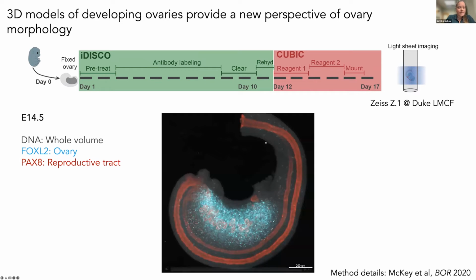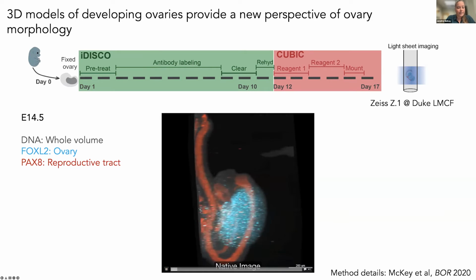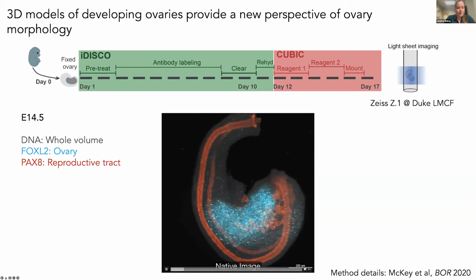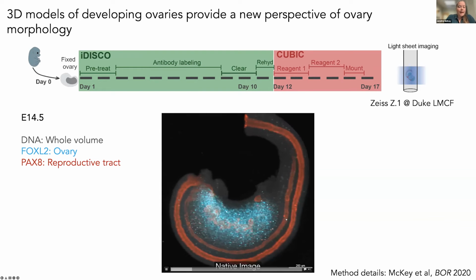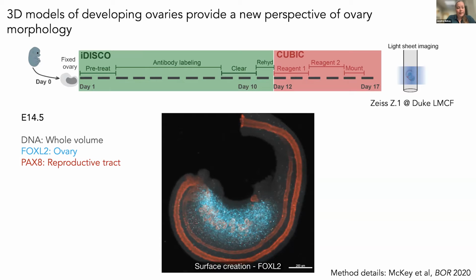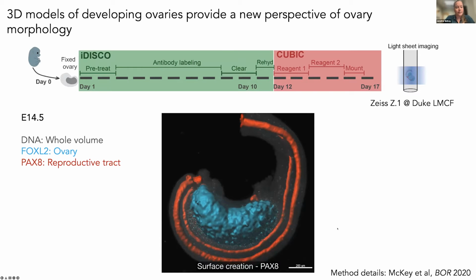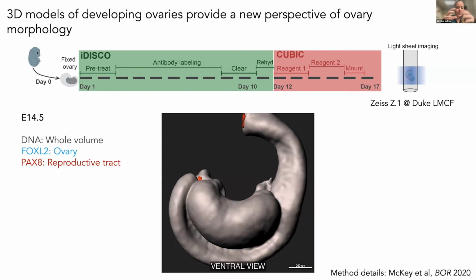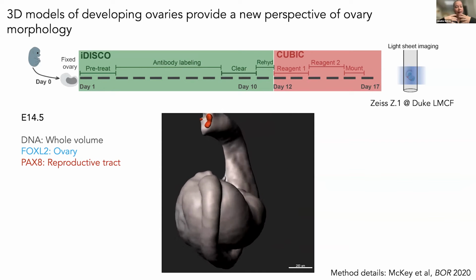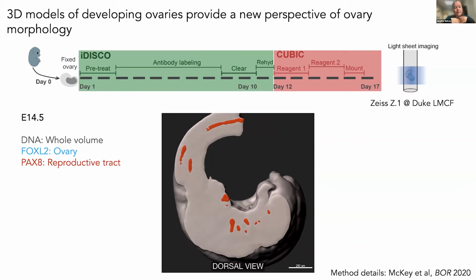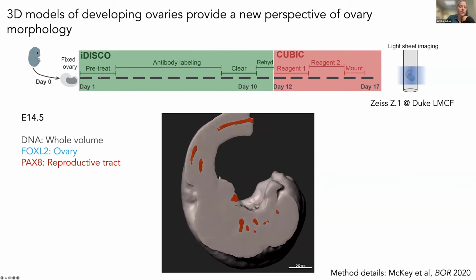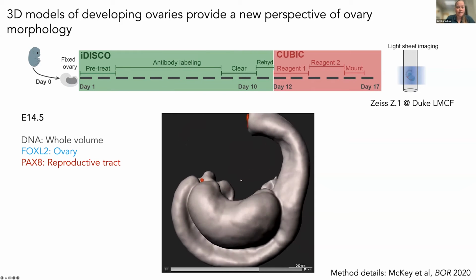Here you'll see an example in this video of an E14.5 mouse ovary that was labeled with VOXL2 to visualize the ovarian domain and PAX8 to visualize the reproductive tract. Using Imaris software, we perform isosurface segmentation so that we can generate 3D models based on these stains. And then we can spin these 3D models in every direction and look at the ovary from every angle and better appreciate the changes in the context and the conformation of the ovary as it develops.